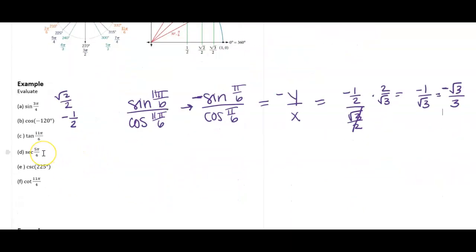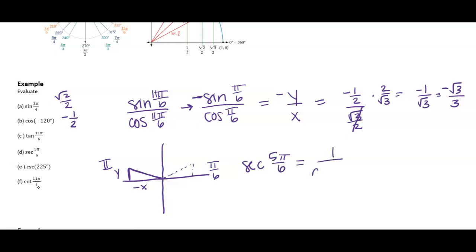All right, secant of 5 pi over 6. So I'm going to redraw this down here so I don't have to keep scrolling back up and forth. All right, 5 pi over 6 is going to be here. This is in quadrant 2, so my x is negative, my y is positive, and it maps to pi over 6 in quadrant 1.